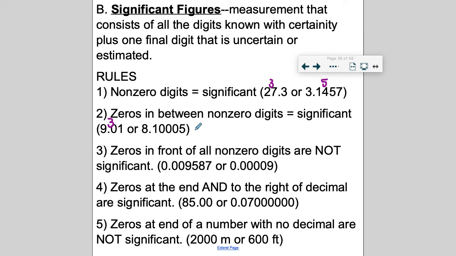All these zeros are sandwiched between non-zero digits. So how many sig figs? 6.